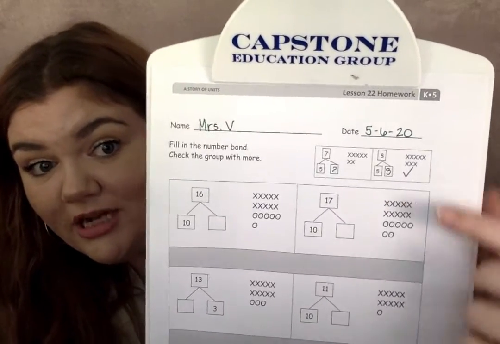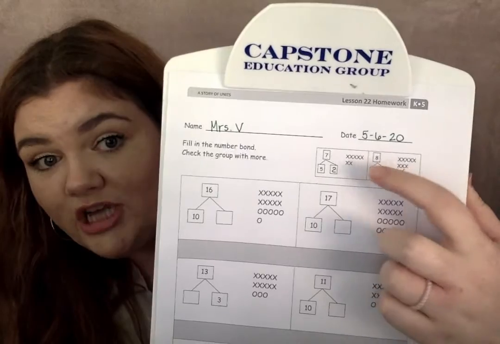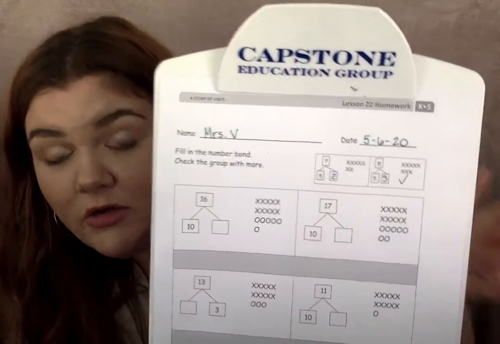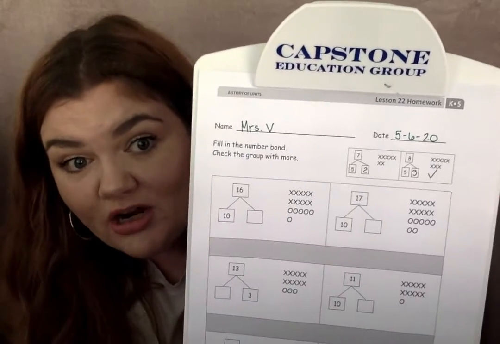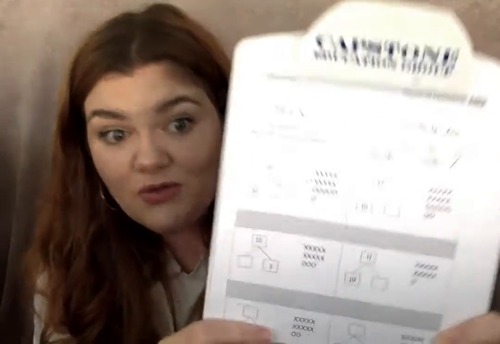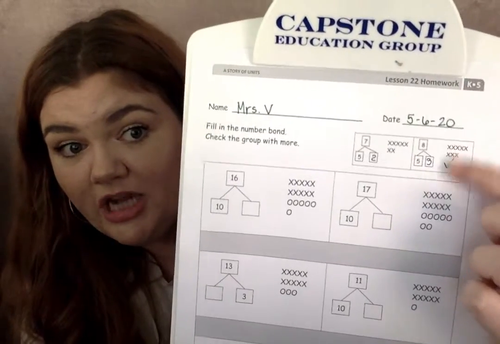Then you needed to put a check mark for which has more. Which has more, or which number is more or bigger, 7 or 8? 8, right? So that is why they put a check mark by 8, okay? So that's what we're going to be doing today. So I have a couple examples for you.